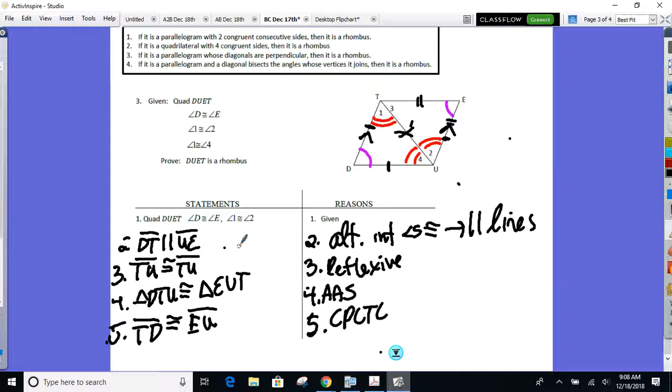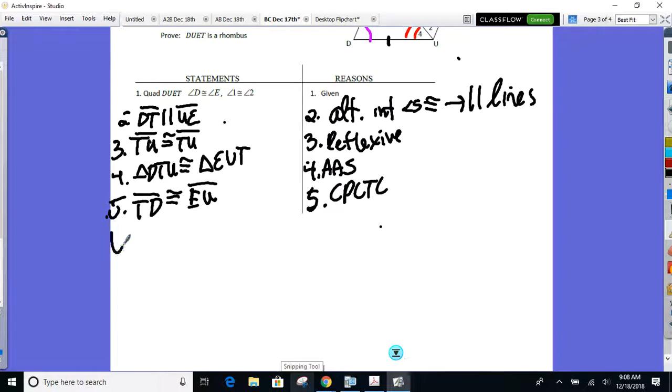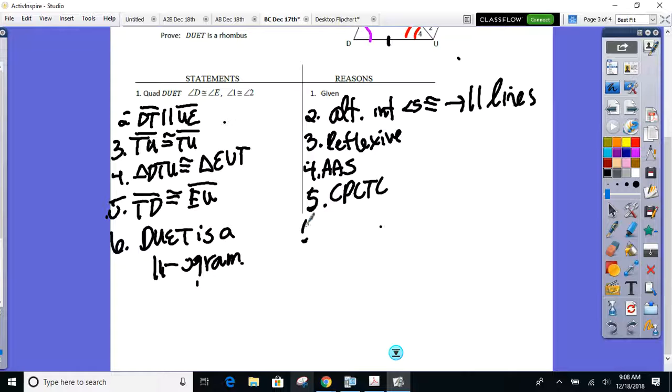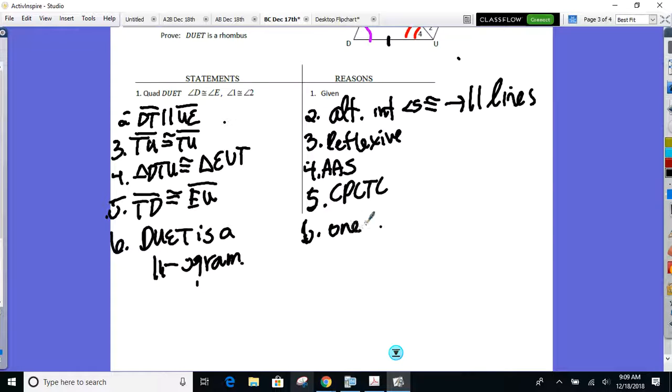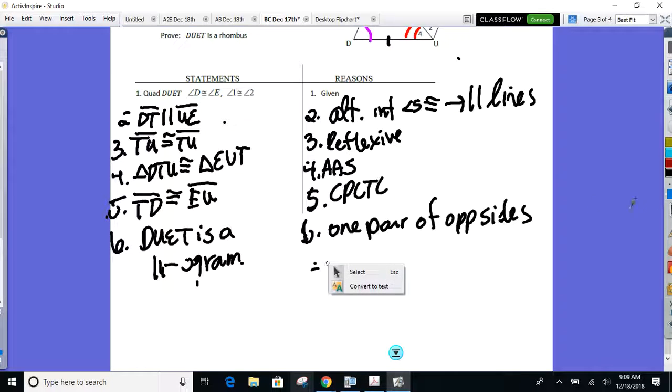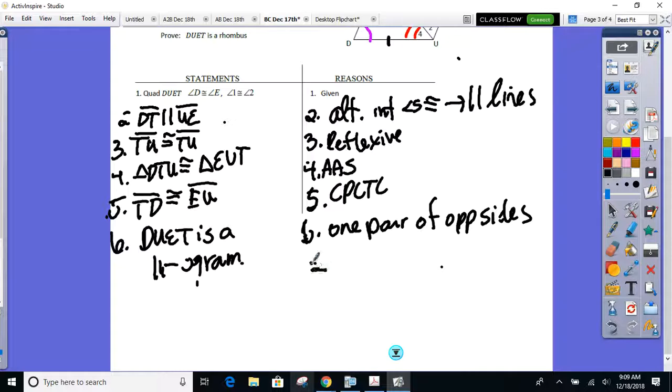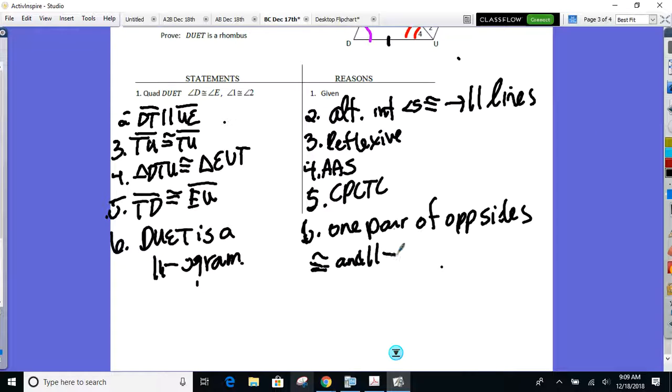Do I have a parallelogram right now? Why? Because one pair is congruent and parallel. So DUET is a parallelogram. And the reason, God, it's killing me. One pair of opposite sides. What do I know about the one pair of opposite sides? Congruent and parallel. Implies a parallelogram.